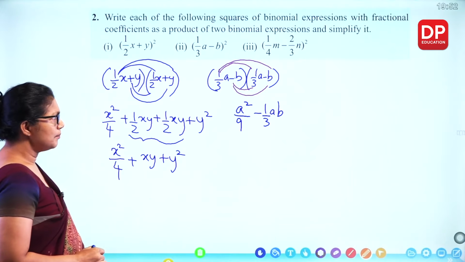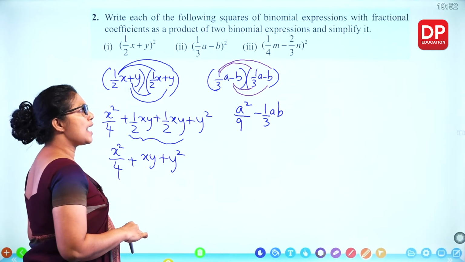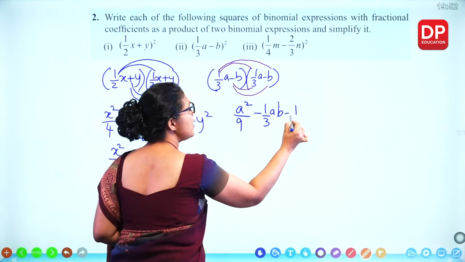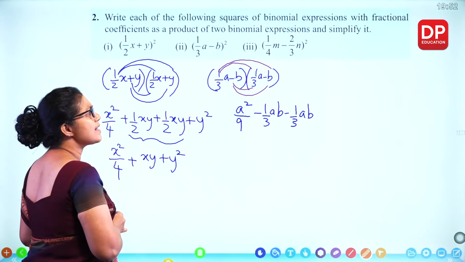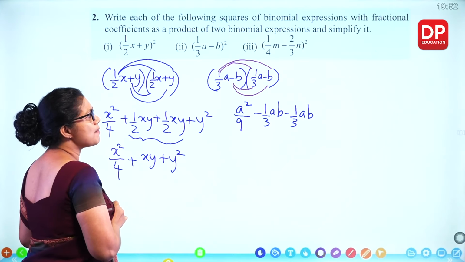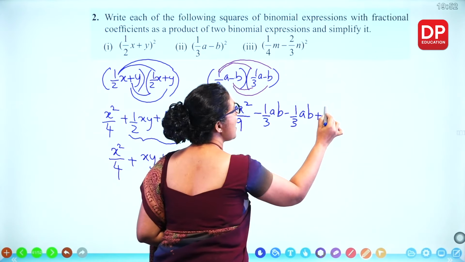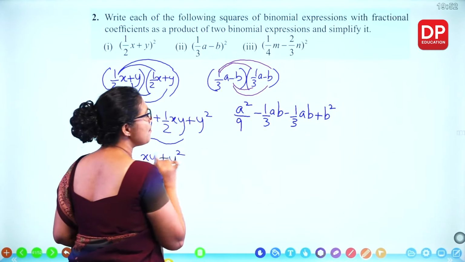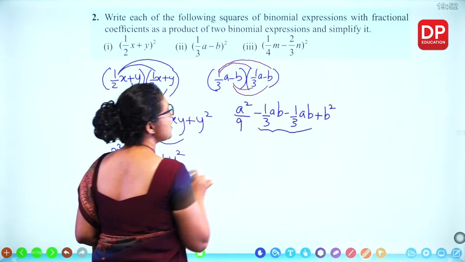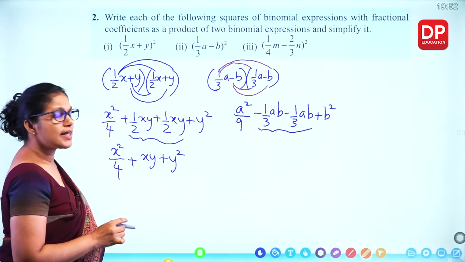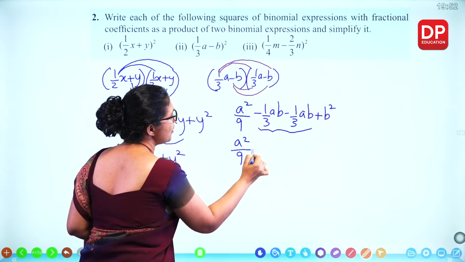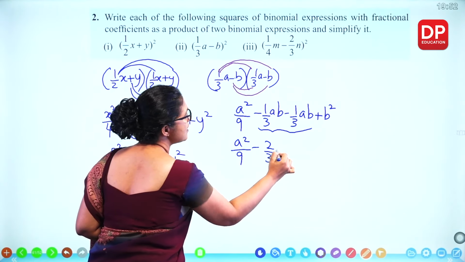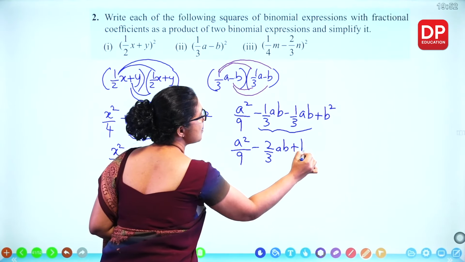The third term, minus b times 1/3 a. Again you are getting minus 1/3 ab. What's the last term? Minus b times minus b becomes plus b squared. When you simplify these two terms, what do you get? Minus 1/3 minus 1/3, what's the answer? You get minus 2/3 ab plus b squared.